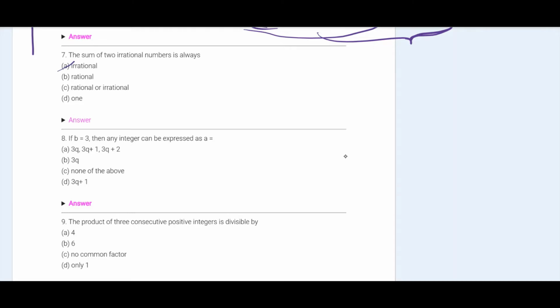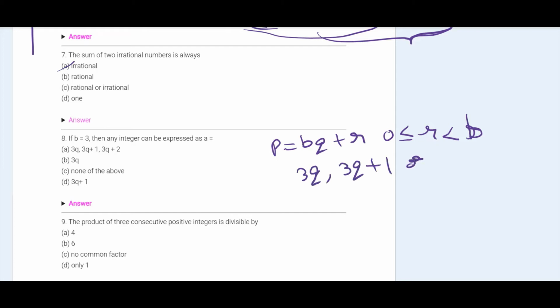8th question. If b equals 3, then any integer can be expressed as. If you apply Euclid's division algorithm, we can write any number as p equals b into q plus r, where r is greater than or equal to 0 and less than b. So b equals 3, then you can express any integer in the form of either 3q, 3q plus 1 or 3q plus 2.